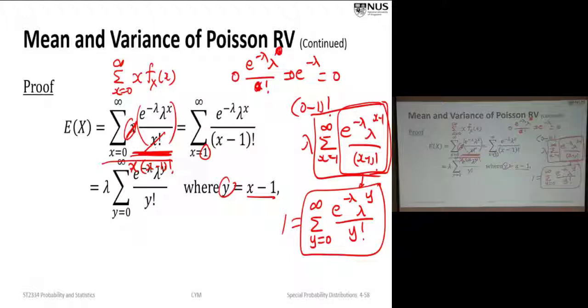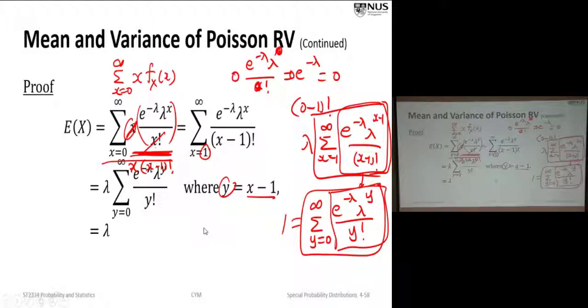Why? Because this part is basically the probability function of a random variable y. And y follows a Poisson distribution with parameter lambda. And you are summing up over all the possible y values for a Poisson distribution. So it has to be 1. So it is equal to lambda.